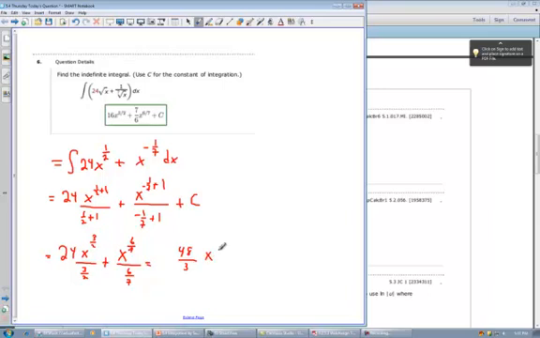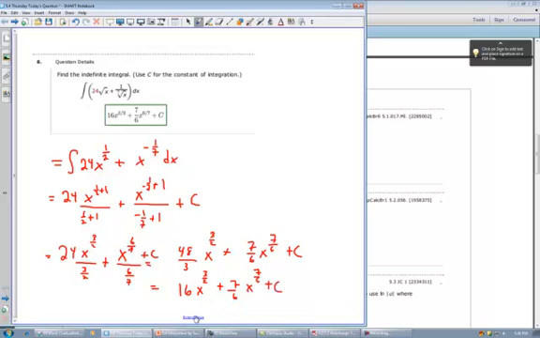x to the 3/2. Plus, multiply by the reciprocal, so I get 7/6, x to the 7/6. And I forgot to write my plus c here, right? So I should have plus c. I guess I should simplify 48/3. 48/3 is 16. So I have 16 x to the 3/2 plus 7/6 x to the 7/6 plus c.